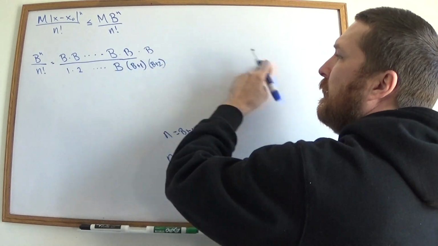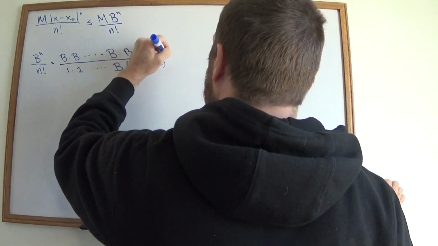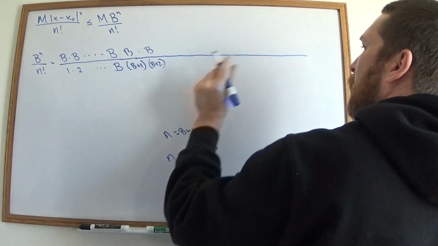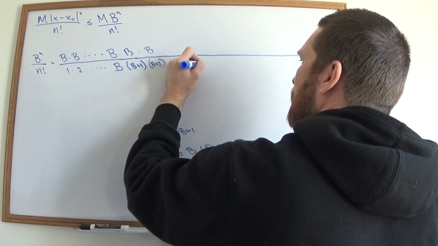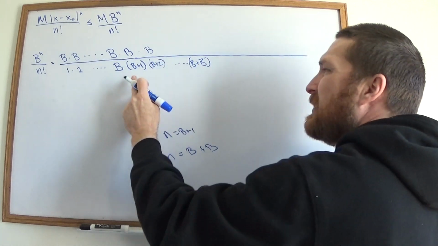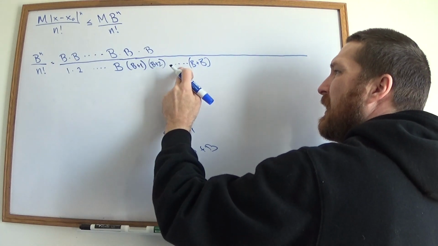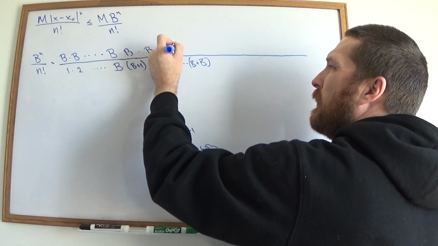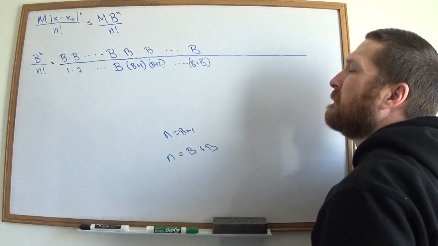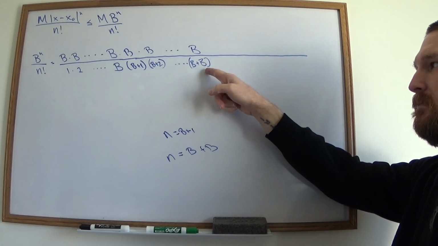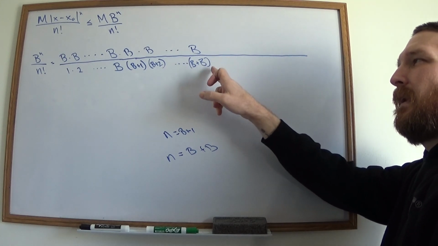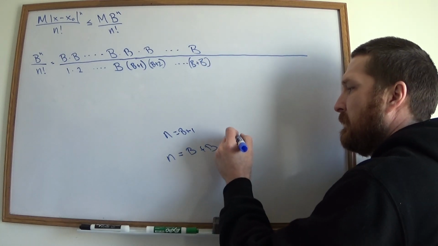Okay? Then what's that going to look like? Let's see. Well, we went b plus 1, b plus 2, all the way up to b plus b. And for each number we have in the denominator, there's exactly one b in the numerator. Okay? So we're up here at b plus b. Now that's the same thing as 2b, right?